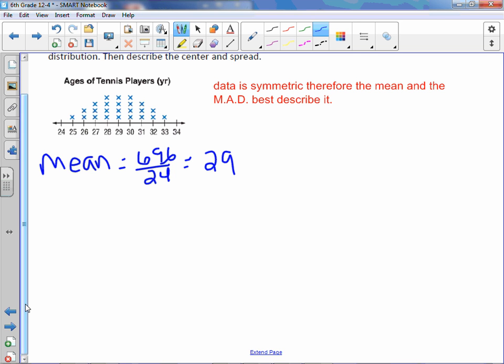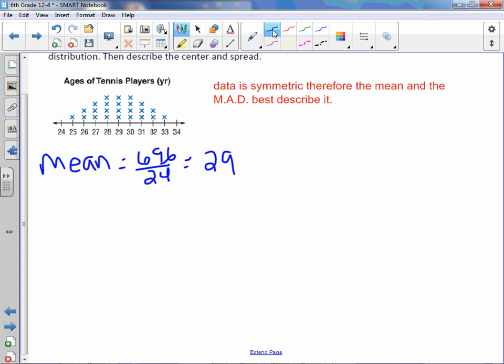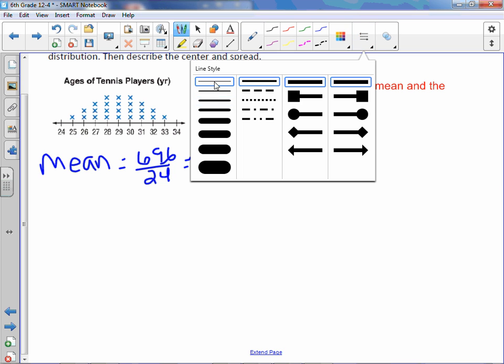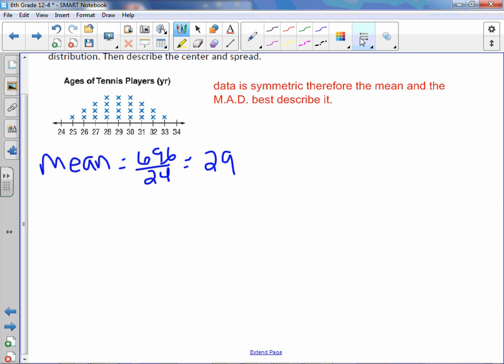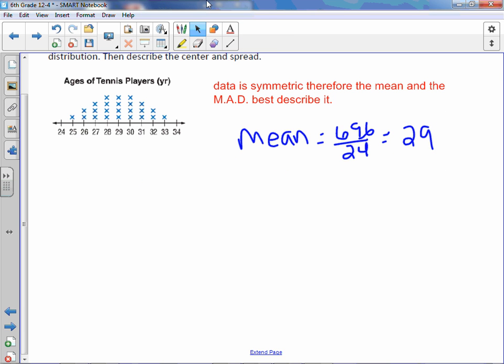Now, once we have the mean, we need to find the mean absolute deviation. We are going to take the absolute value of every data value subtracted from the mean. And remember, put your largest number first. So 29 minus 25 absolute value. Actually, there's an easier way we can do this. Because we have a line plot, there's a way we can do this without so much writing.